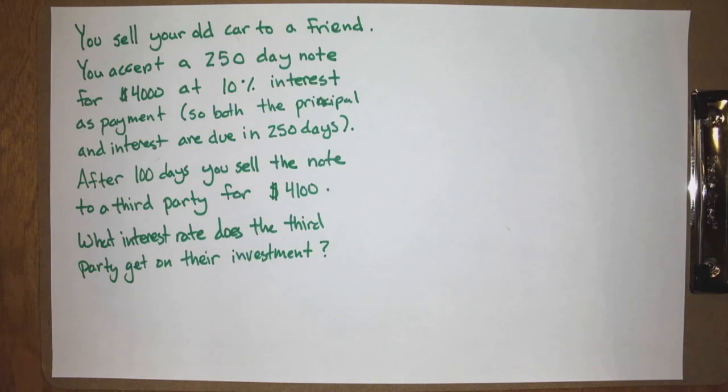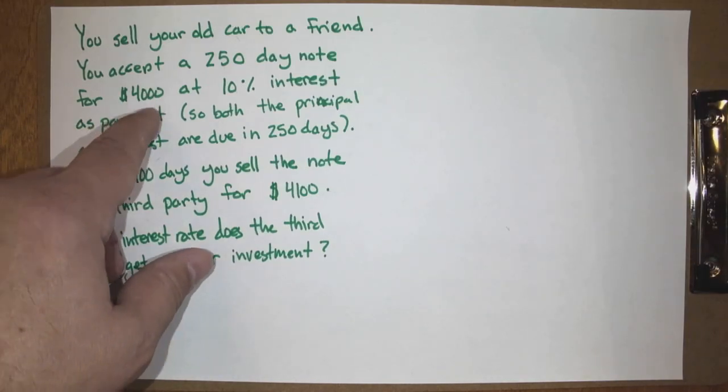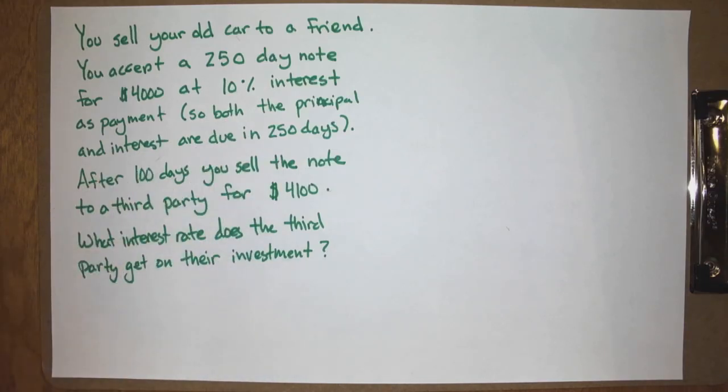Okay, so what's a note? A note says, I promise to pay you. I don't have the money now, but I'll have the money then. So it's an IOU. That's what a note is. So in 255 days, they're going to pay you. And they're paying you the money they borrowed plus interest. All right.